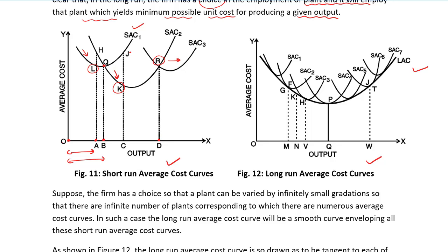Just see it over here in the long run average cost curve. We have SAC 1 to SAC 7. And over here we are at OM point, we are choosing F because it is the lowest cost. At ON we are choosing K because it gives the lowest cost. At OV we are choosing H because it is giving lowest cost. At OQ P is giving lowest cost. At OW T is giving lowest cost. And that is why if I combine all the lowest cost short run average cost curve points, I'll get what? The long run average cost curve. I believe you understood this.